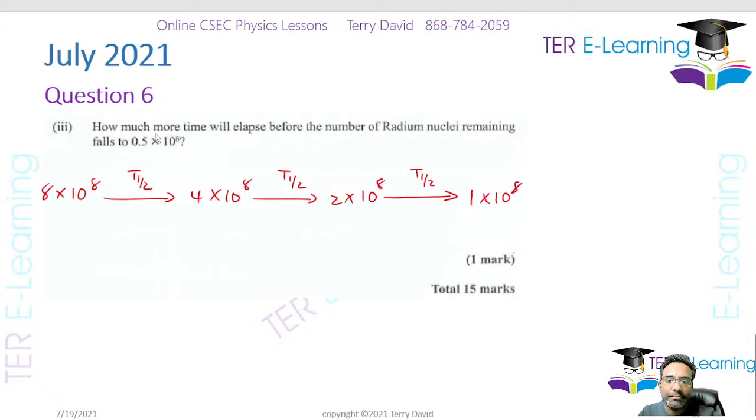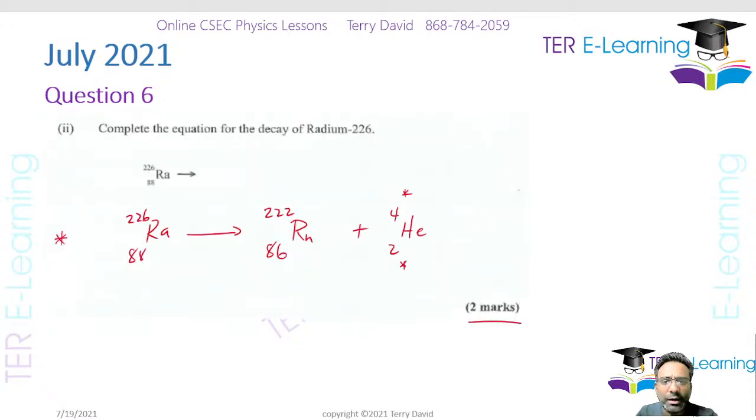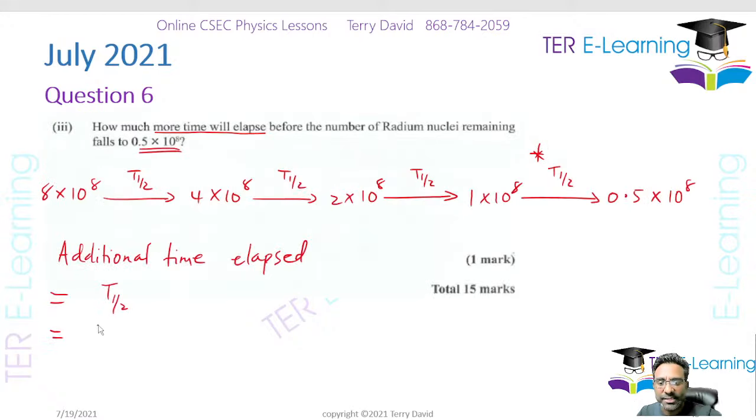But now they said how much more time is going to elapse when you get to this 0.5 by 10 to the 8. All you need to do is go through one more half-life to end up with 0.5 by 10 to the 8. So they said how much more time, so the additional time elapsed is simply this. This is my additional time here. It's exactly equal to 1 half-life, which was, what was the original half-life? 1600 years. So the answer is just 1600 years.